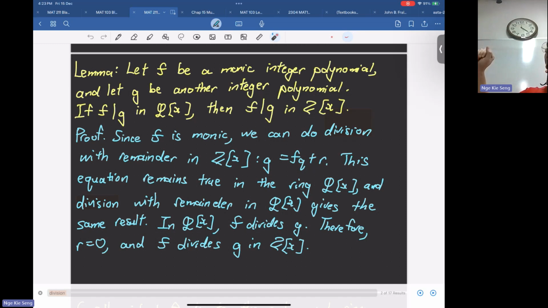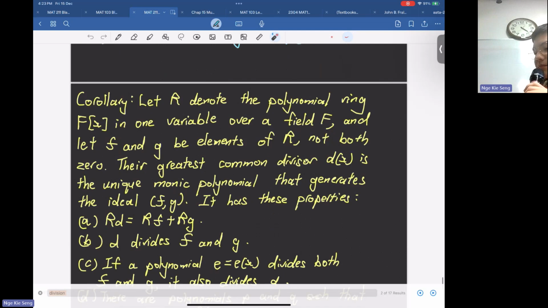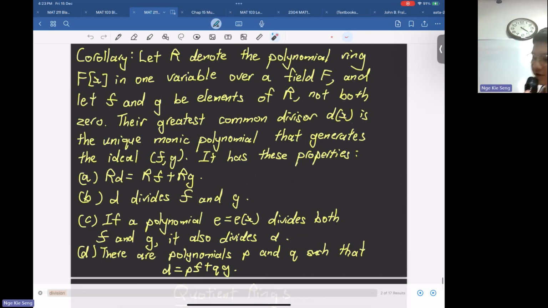This theorem is more important in AA2 because it's not our focus here. But the result of this corollary is kind of important. This corollary means: if my polynomial ring is over a field, and you have two elements f and g.